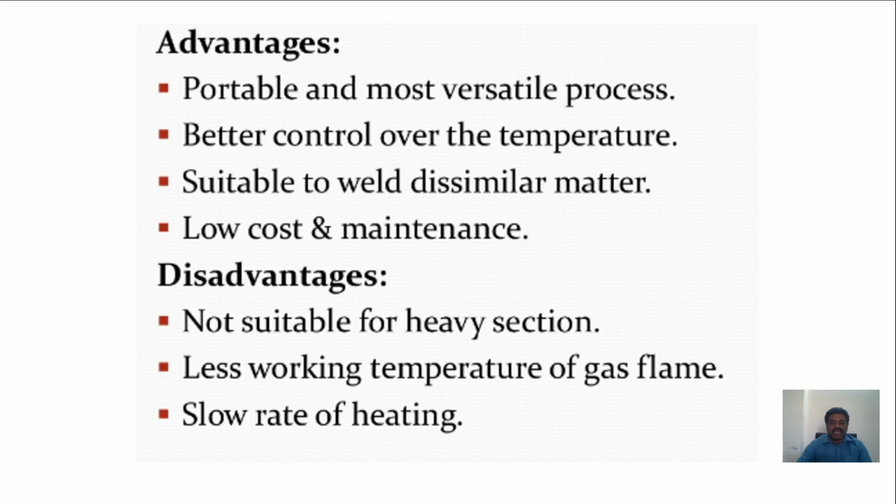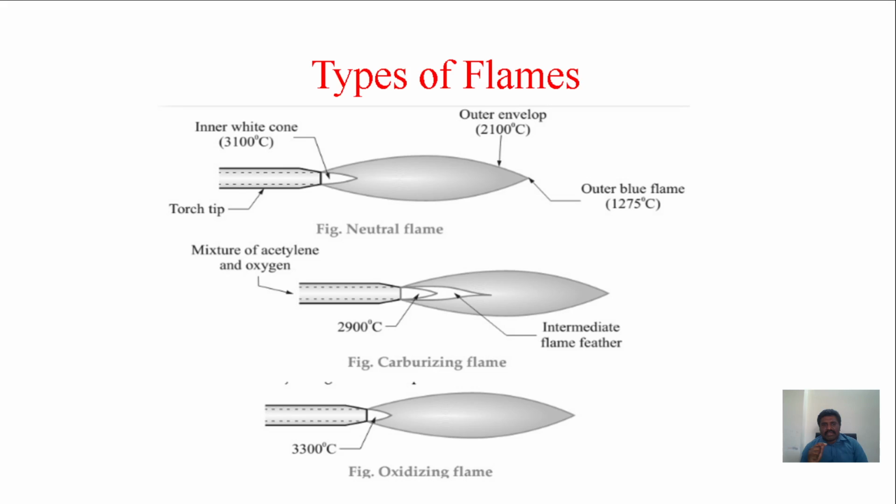Now the types of flames. From the diagram, the types of flames are neutral flame, carbonizing flame, and oxidizing flame. If I am speaking about the neutral flame, from the diagram there is the torch tip, the inner white cone, the outer envelope, and the outer bluish flame. Here a mixture of oxygen and acetylene gas is taken.